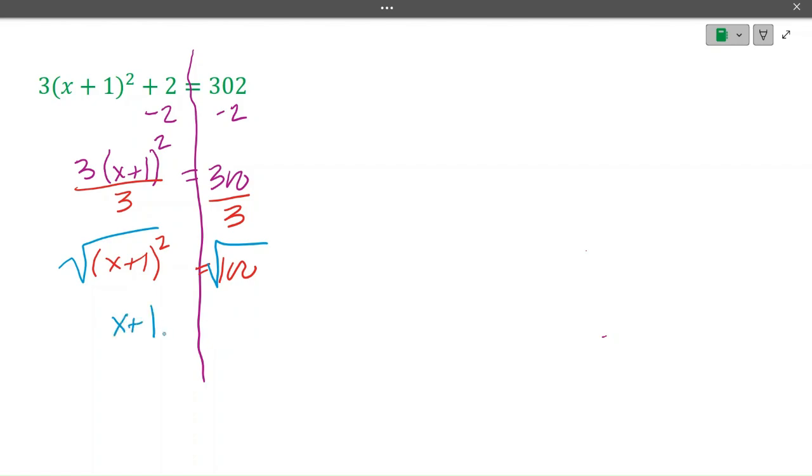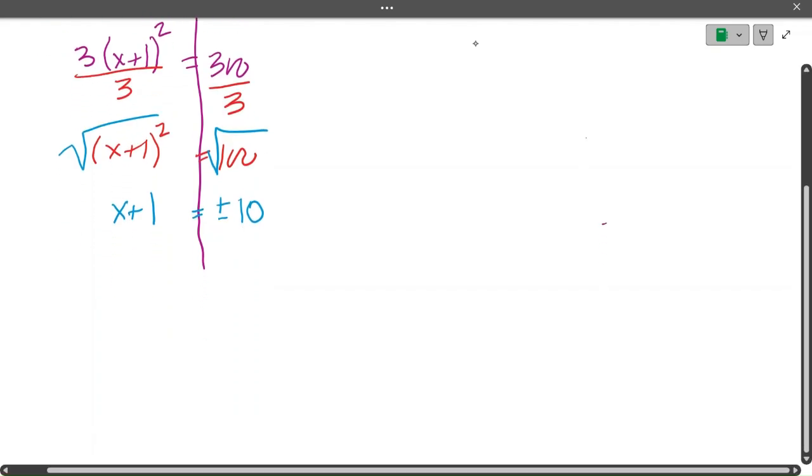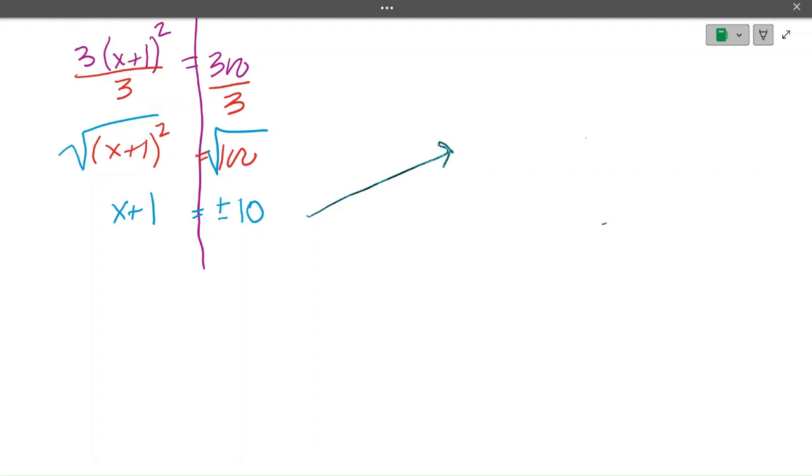And when I do that, I end up with x plus 1 on the left side. And since I'm the one that did the square rooting, I have to put a plus or minus 10 on this side. Now, at this point, we have some options for how we want to proceed. So over here, I'm going to write it the way you can do it if you are trying to do it in your head.